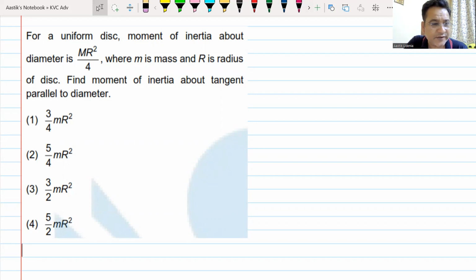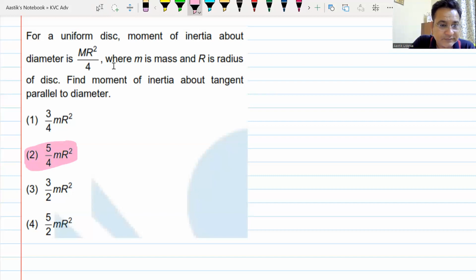The question from 1st February, shift 2. 5mR²/4. Straight away 5mR²/4. You just have to apply the parallel axis theorem and we are done with it. Do we understand this? Yes or no?